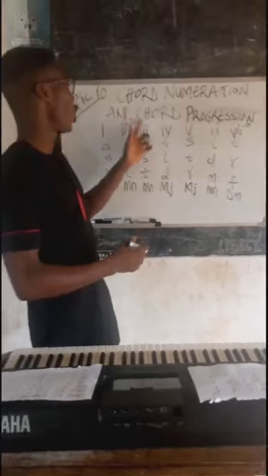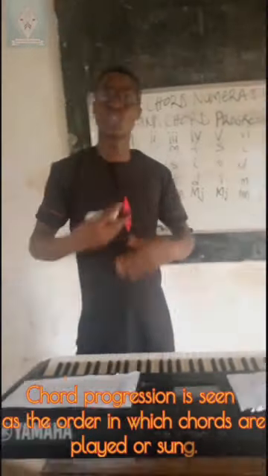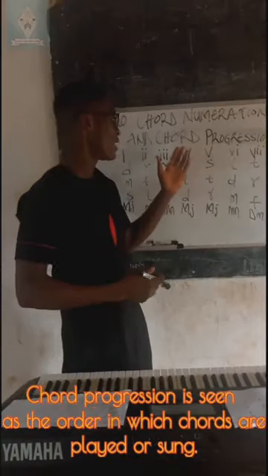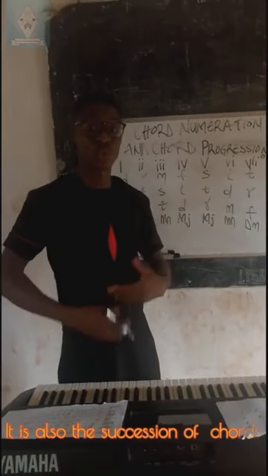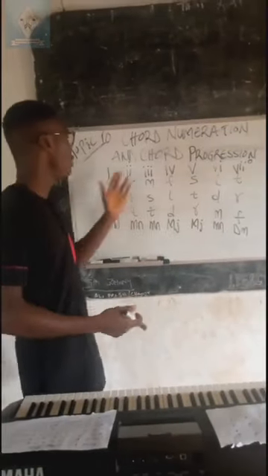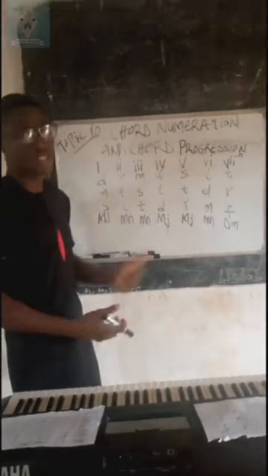Now over to chord progression. Chord progression is seen as the order in which chords are played or sung. It can also be seen as the succession of chords, that is, which chord comes after which, or which chord comes after the other. Chord progression makes use of Roman numerals. That is why chord numeration is important.